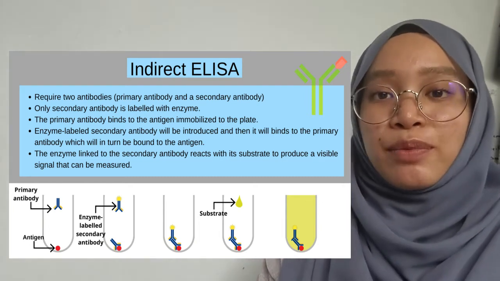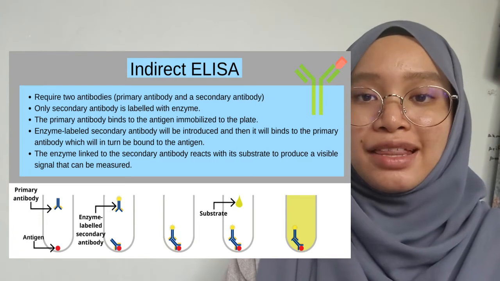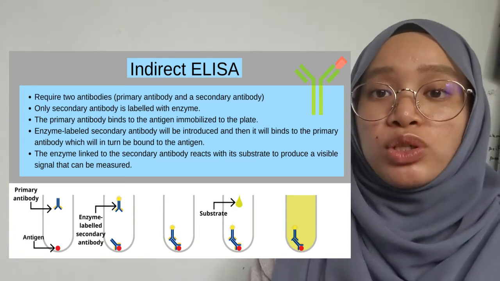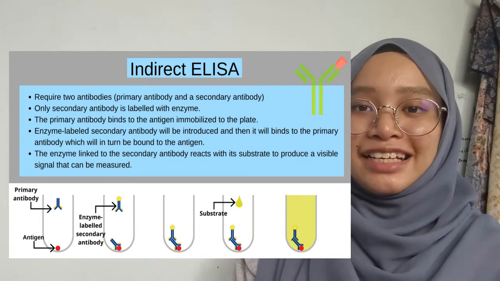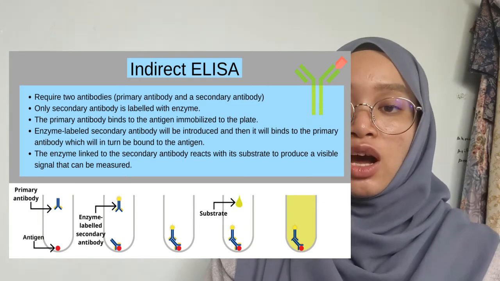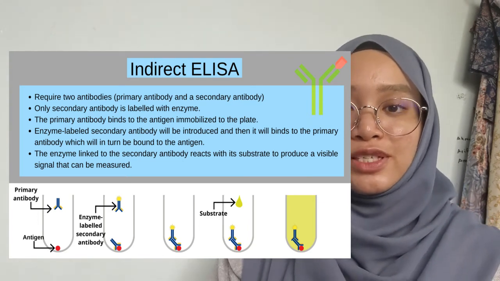Following this, the enzyme-labeled secondary antibody will be introduced, and it will bind to the primary antibody, which will in turn be bound to the antigen. Finally, the enzyme linked to the secondary antibody will react with its substrate to produce a visible signal that can be measured. Number 3 is sandwich ELISA.